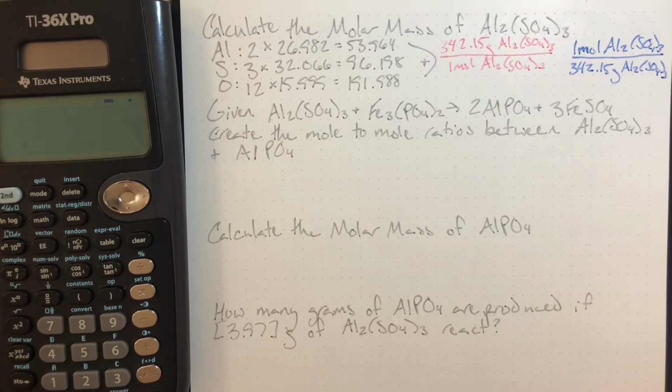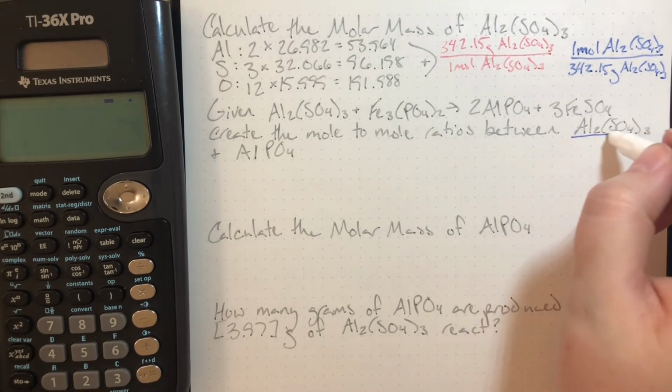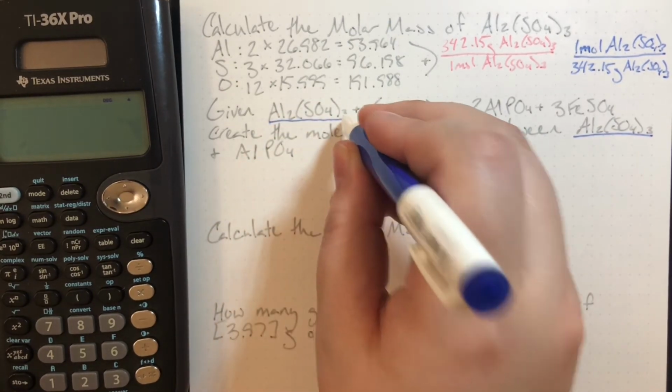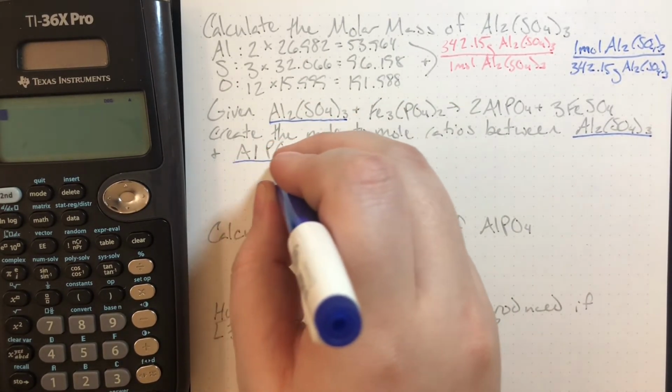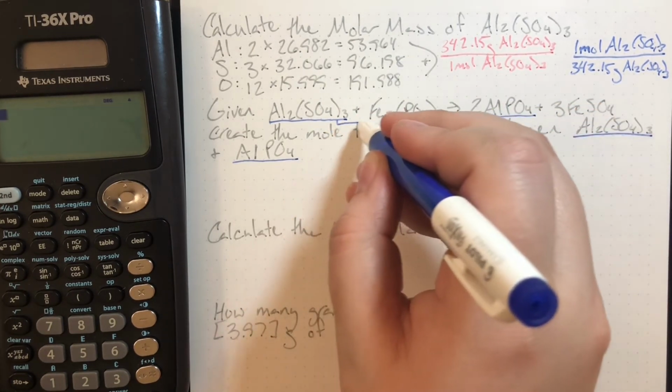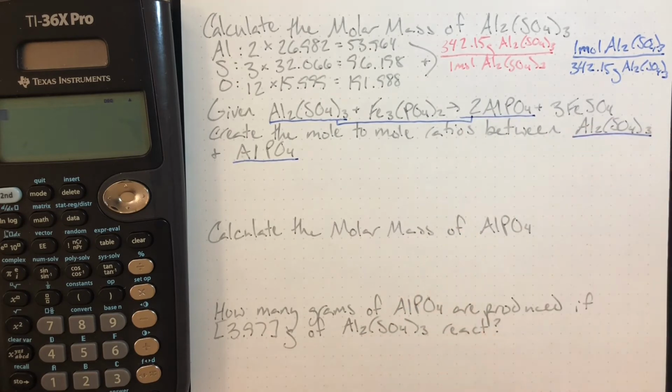Given aluminum sulfate being added to iron 2 phosphate, producing 2 aluminum phosphates and 3 iron 2 sulfates, create the multiple ratio between aluminum sulfate and aluminum phosphate. The first thing that I will do is identify the molecules of interest. They are given in my problem, and I will underline them in my balanced chemical equation. Then I will visually connect them, and I will create the multiple ratios.